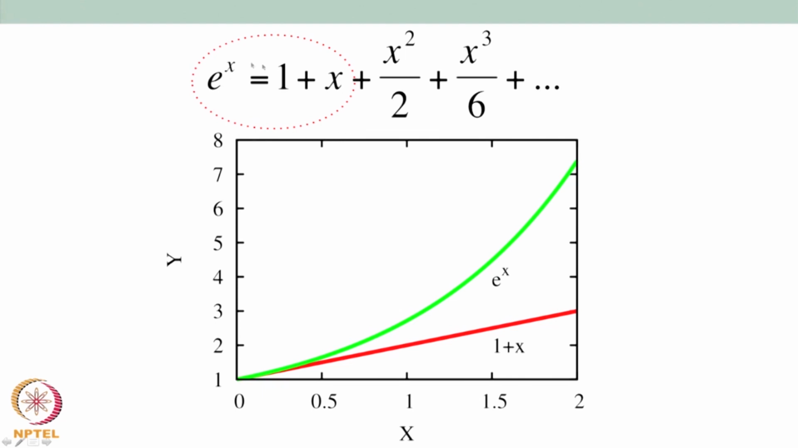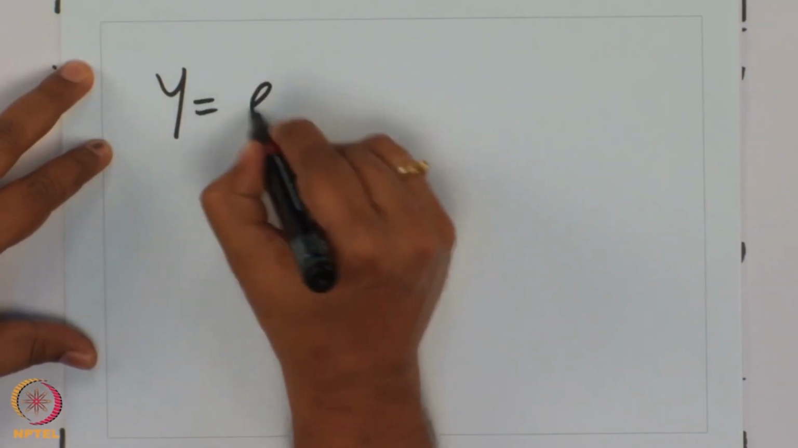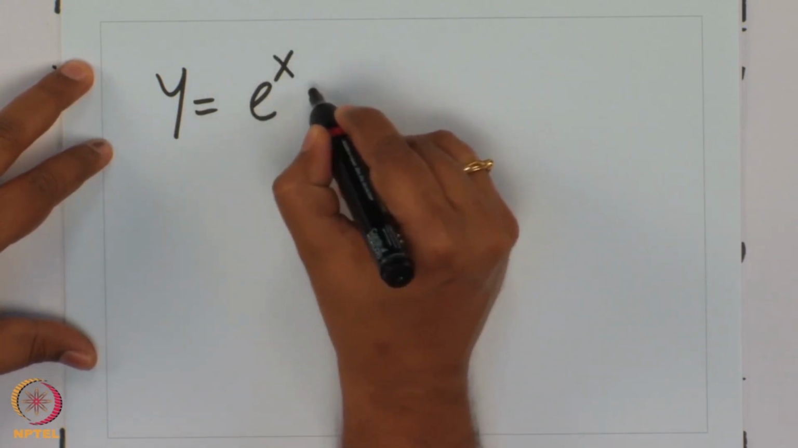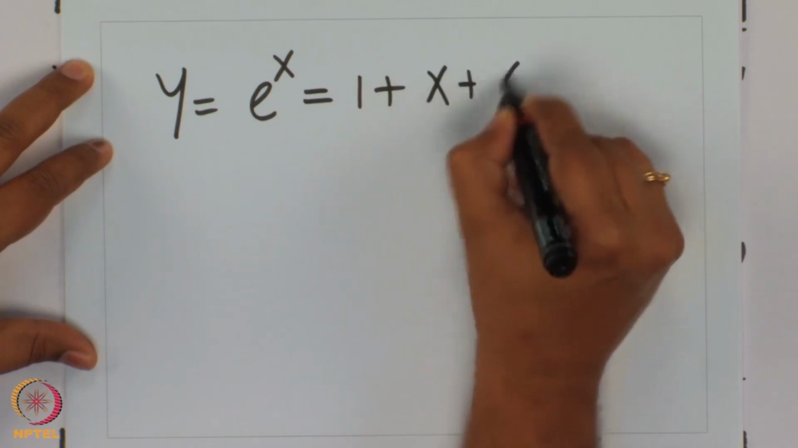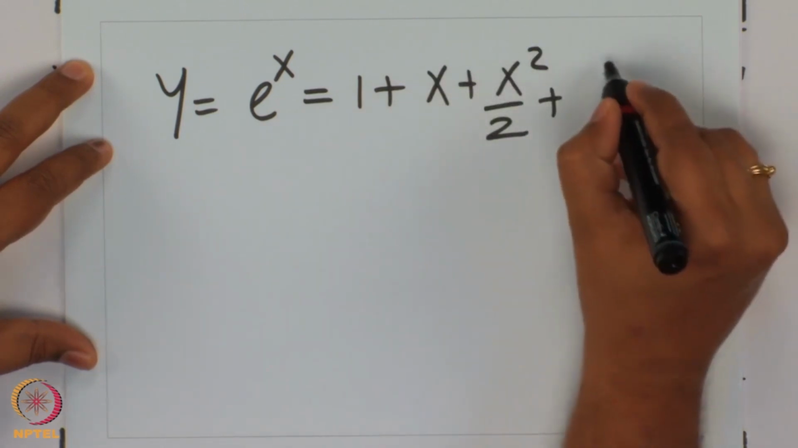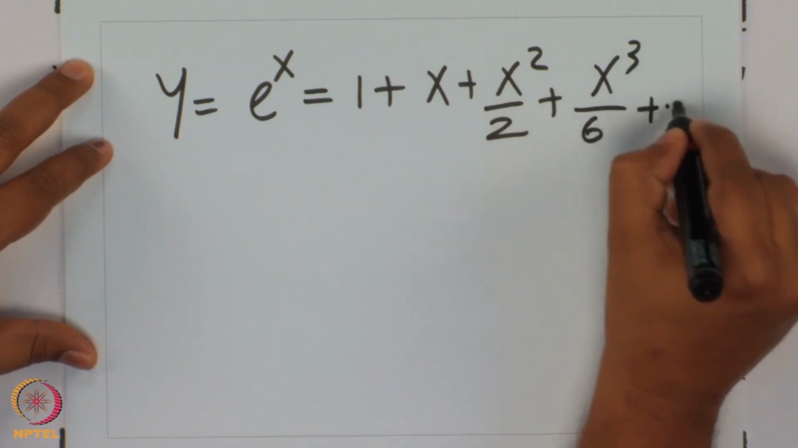In that, if we plot only 2 terms, just 1 plus x only, what will we get? So if you plot y is equal to 1 plus x, we will get this red line. If you plot y is equal to e power x, we will get this green line. What we are doing here is comparing two functions. So what we said is that y, which is e power x, is equal to 1 plus x square by 2 plus x cube by 6 plus many more terms.